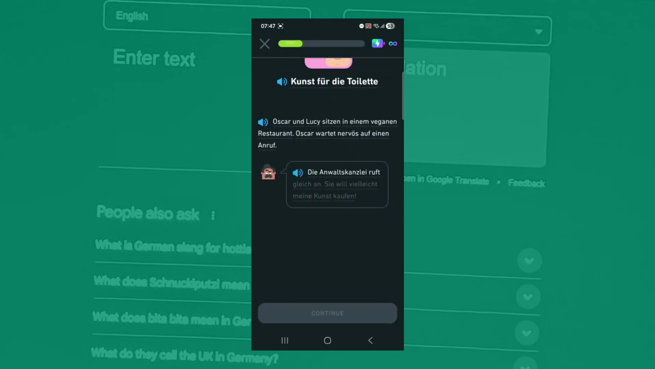Die Anwaltskanzlei ruft gleich an. Sie will vielleicht meine Kunst kaufen.